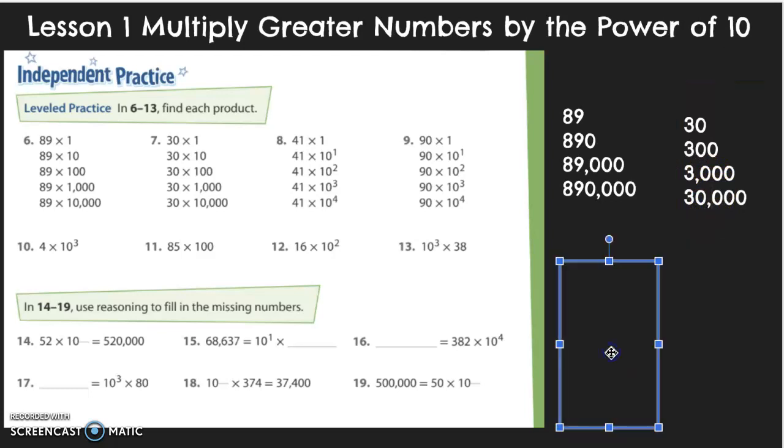Same thing with number 8. Pause the video if you need to. Why don't we do 8 and 9 right away? And then you can come back and I'll show you 8 and 9.